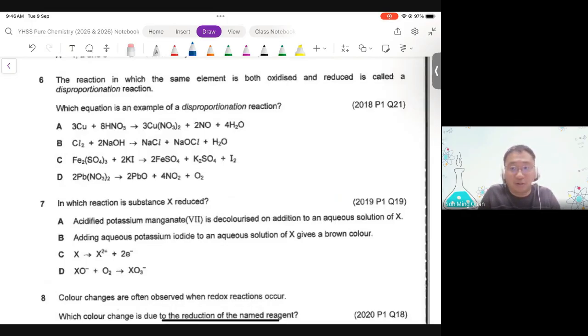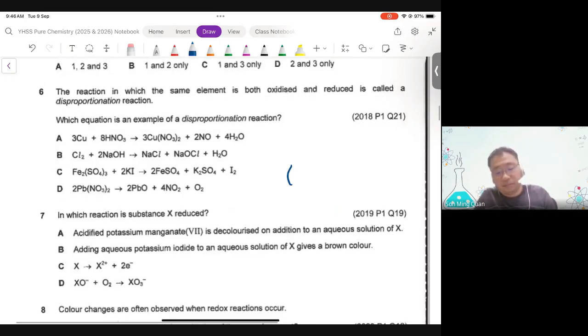Let me end the poll and show everyone the results. So again, for question 6, you can see it's very split. Okay, the majority chose B. All right, but a number of you, 4 of you, chose C or D. All right, the answer is B.